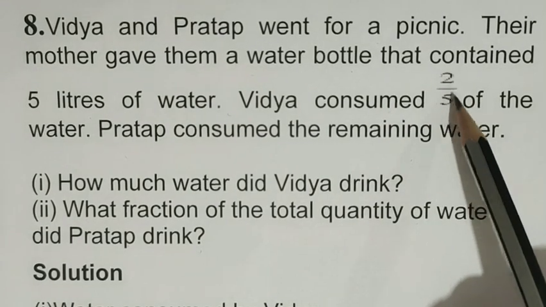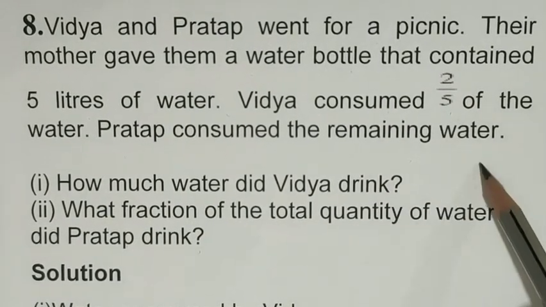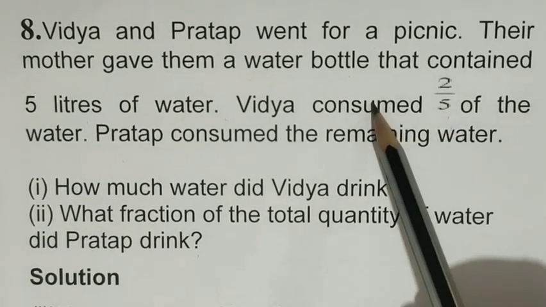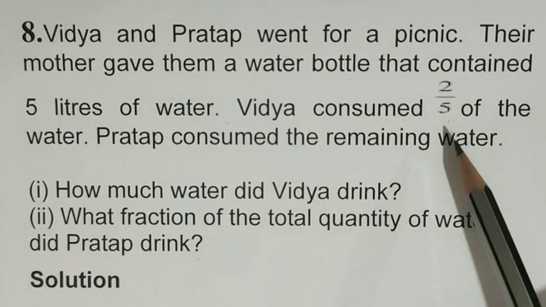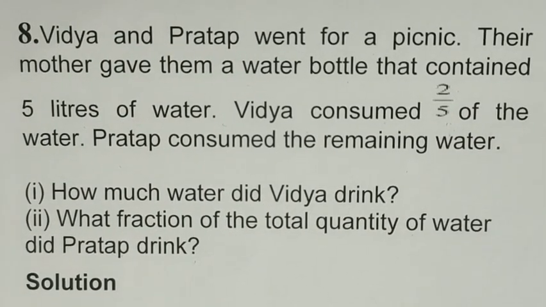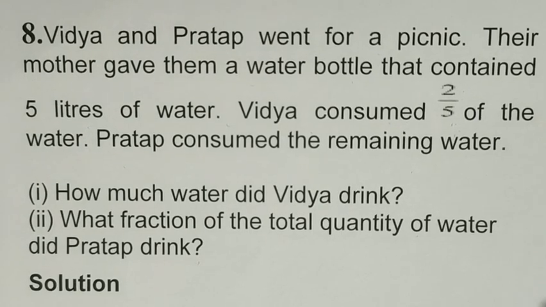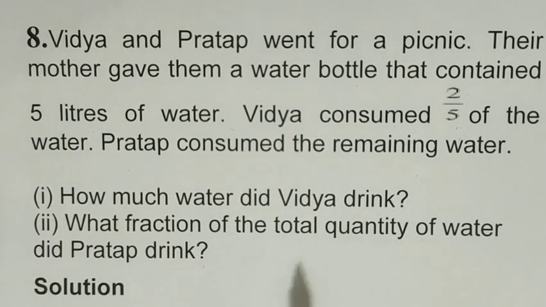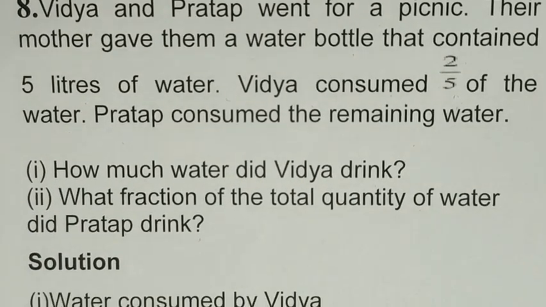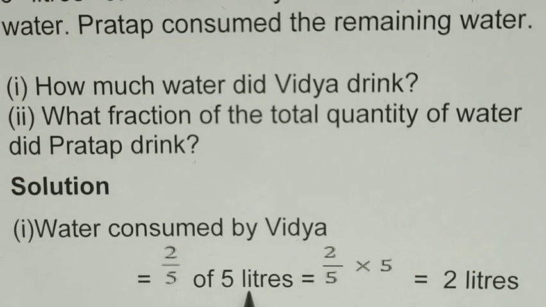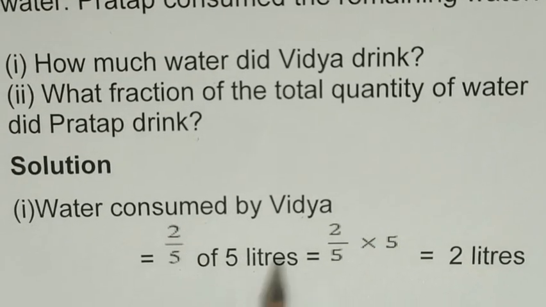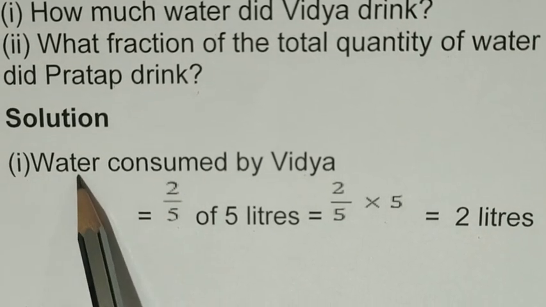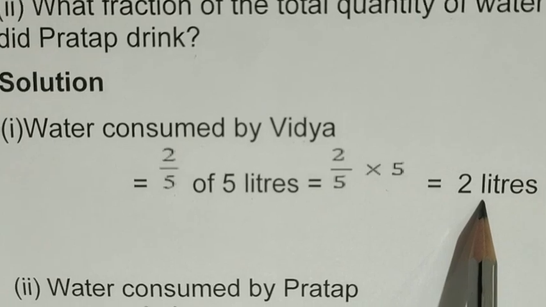Actually, Vidya consumed 2 by 5 means Pratap consumed 3 by 5 only, because 5 by 5 is the total fraction, right? Out of 5 by 5, 2 by 5 Vidya consumed. So the remaining part of the fraction is 3 by 5 only. Very small question only. Very easy type questions. Still the question is asked, how much water did Vidya drink? So we'll write that water consumed by Vidya is 2 by 5 of 5 liters. Again, of means multiplication. So 2 by 5 into 5, that means 2 liters, right? So the amount of water consumed by Vidya is equal to 2 liters.